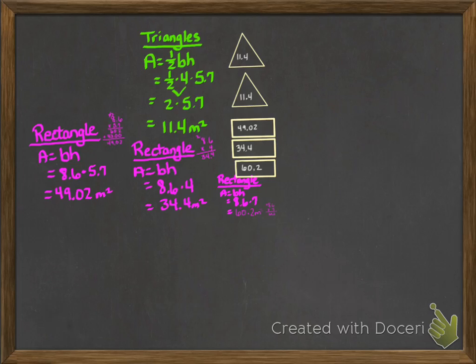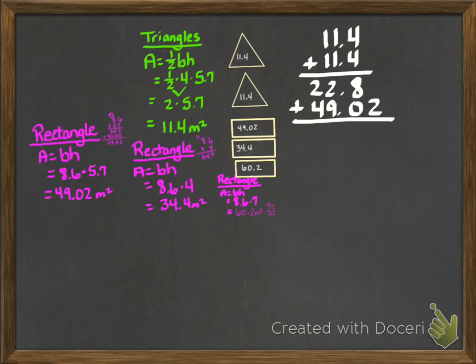So now what I'm going to do is go ahead and add up my two triangles, which were each found to be 11 4/10. So 11.4 plus 11.4 gives me 22.8. I'm going to go ahead and add my first rectangle in there. Now notice what I did, and I kind of did it in orange so you can see.